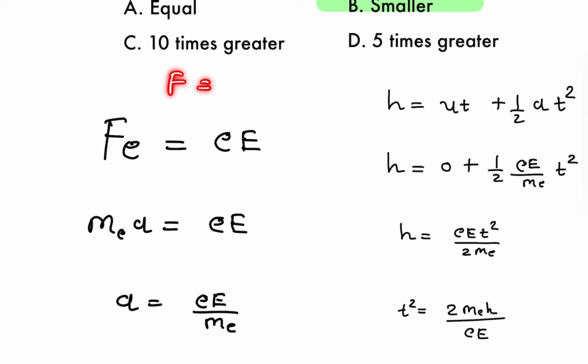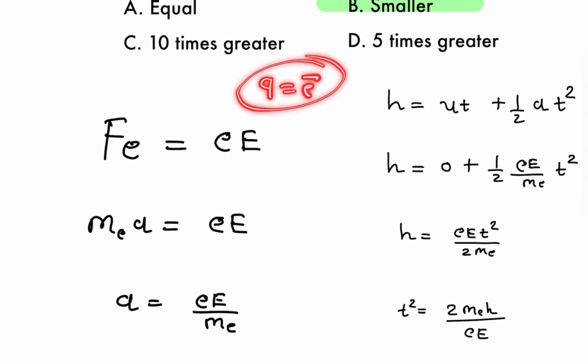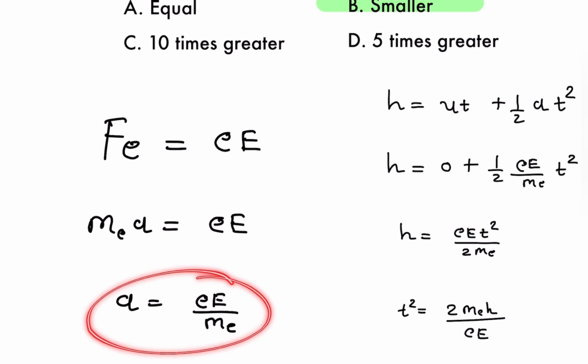This is the formula that was based on F is equal to QE. In place of F we write ma, that is force is equal to mass into acceleration, equal to QE. So a is equal to QE by m. In place of Q we write here the charge of the electron. So the acceleration is equal to eE by me, where small e is the charge on electron, capital E represents the electric field, and small me is the mass of electron.